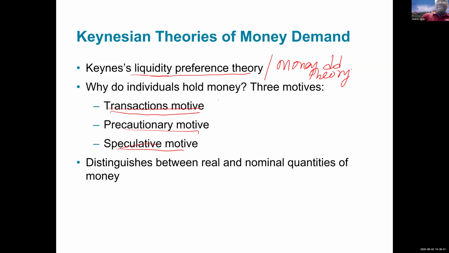And Keynes is going to argue that all these motives of money, the money that you set aside for transaction purposes, for precautionary motive, and for speculative purposes, all this depends on what?